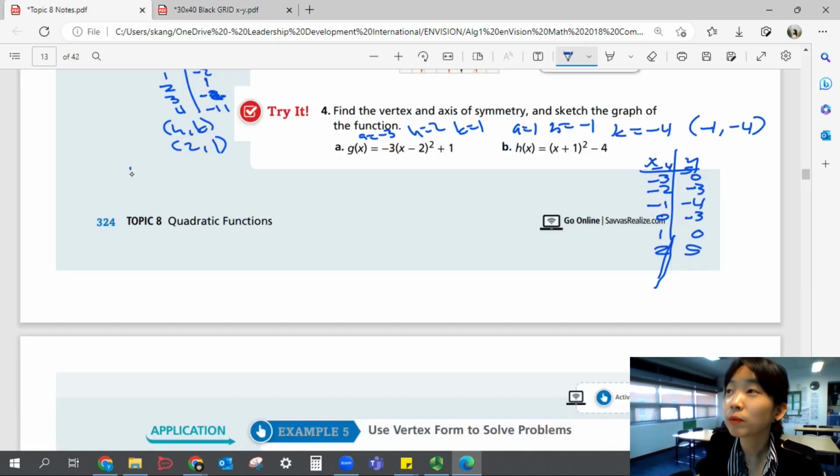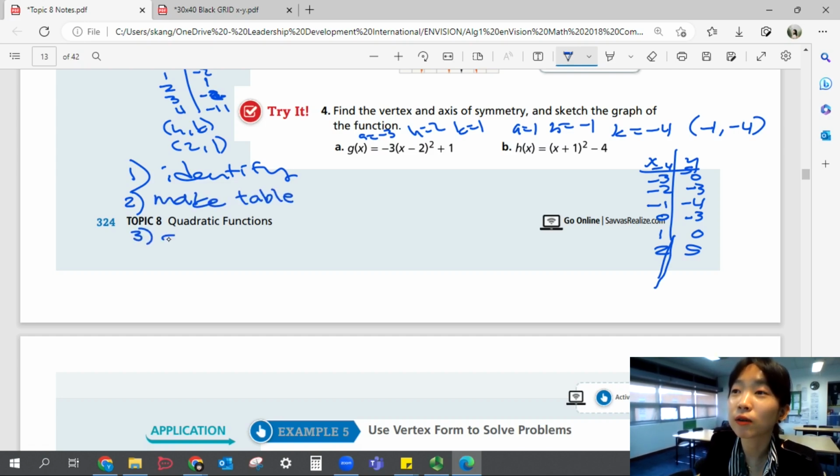So first step, identify all the important numbers, especially the vertex. And then you're going to make a table of points, and then you're going to graph. Okay? Remember this.